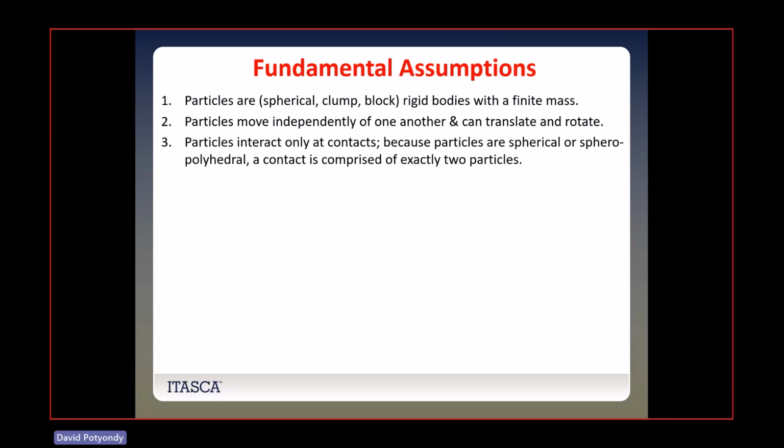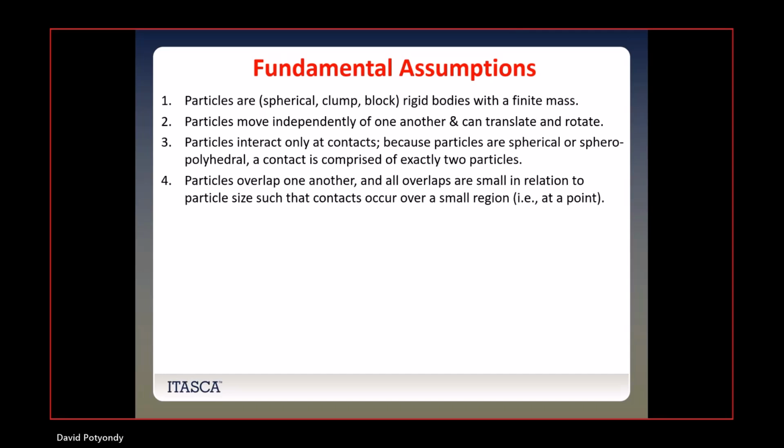And because these things are either spheres, a bunch of spheres glued together, or these sphero polyhedral, remember those polyhedral blocks, they have rounded edges and rounded corners. Because of that, every contact is only between two particles, okay? And because we have a soft contact approach, the particles don't change their shape, but they overlap, okay? And in general, the idea is that that overlap region is relatively small compared to the particle size, okay?